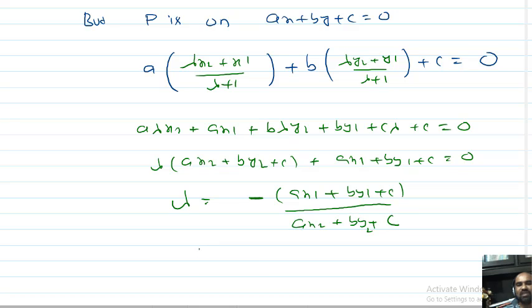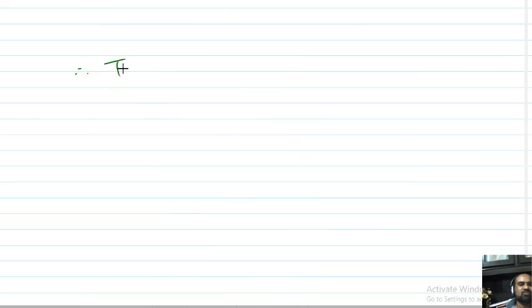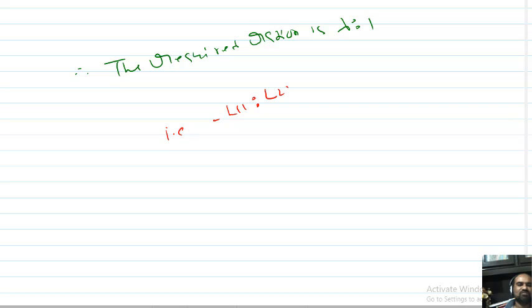Okay students, what is the meaning of that? Lambda equals minus L11 by L22. I clearly explained, no? a x1 + b y1 + c means L11, and a x2 + b y2 + c means L22. So therefore the required ratio lambda is to 1 is: minus L11 is to L22.